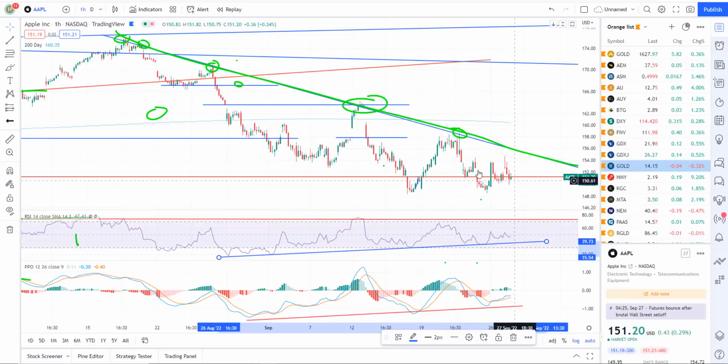So, I'm shorting it because the bear market doesn't end until you take the generals out and shoot them, and Apple is kind of the last general. So I think there's more downside here.